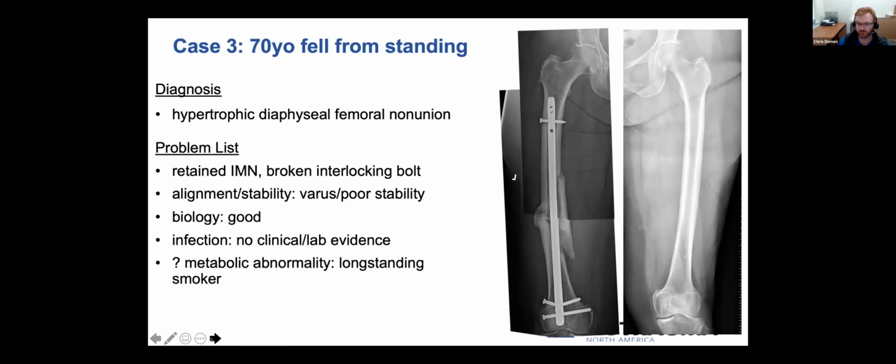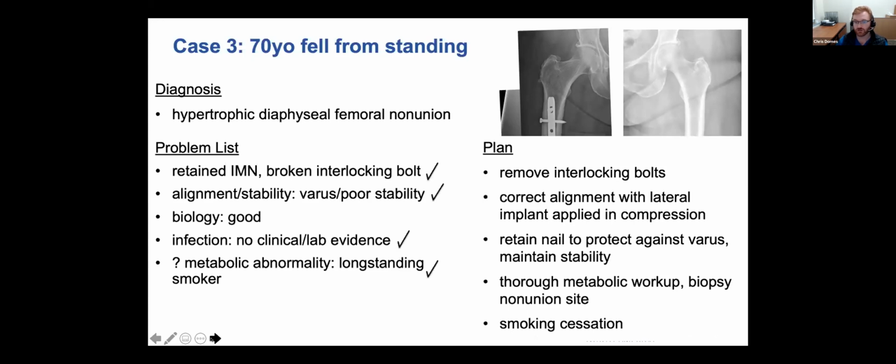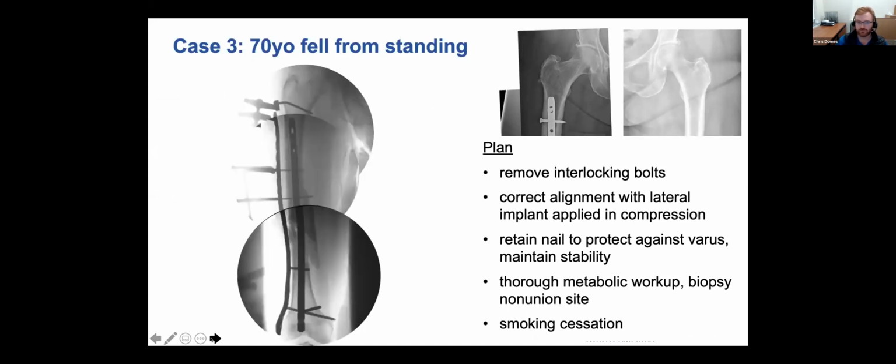So what are puller screws? Once again, they're essentially blocking screws around the nail to decrease the motion of the nail. That maybe, if caught soon enough, could have done it, but then we wouldn't have such a great case. I wasn't smart enough to catch it early, but this was an effective treatment.